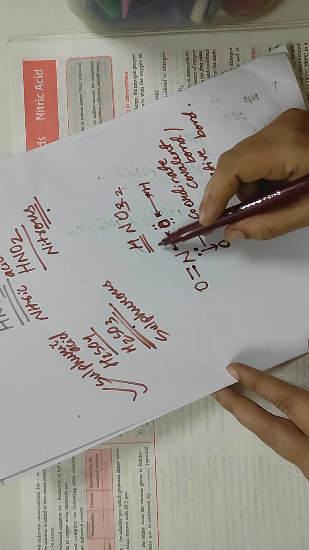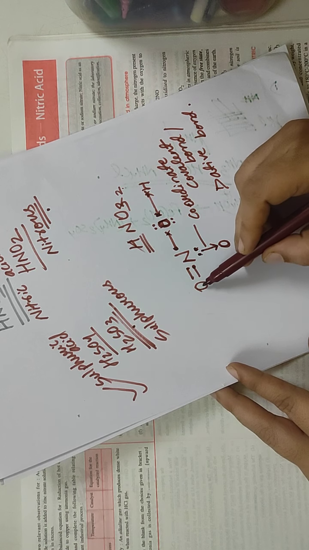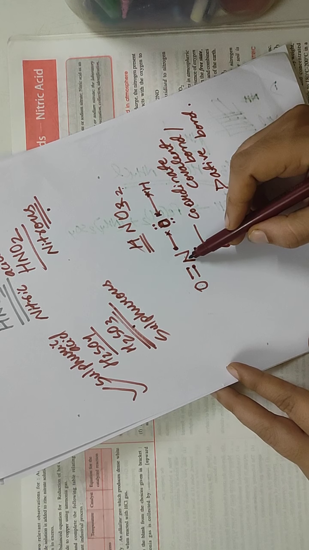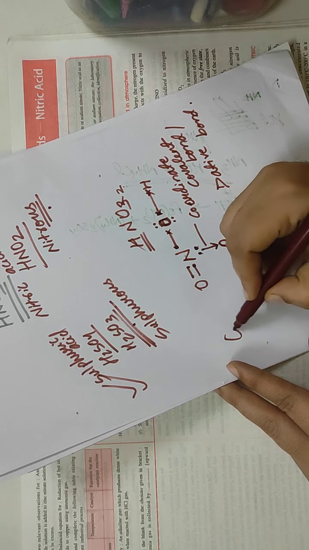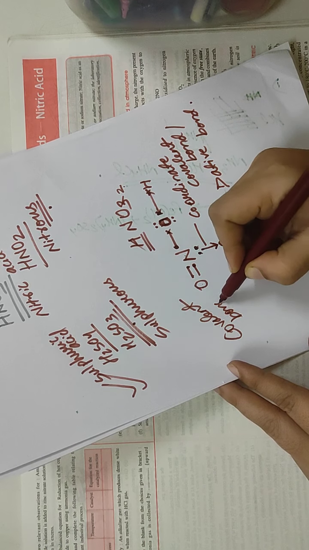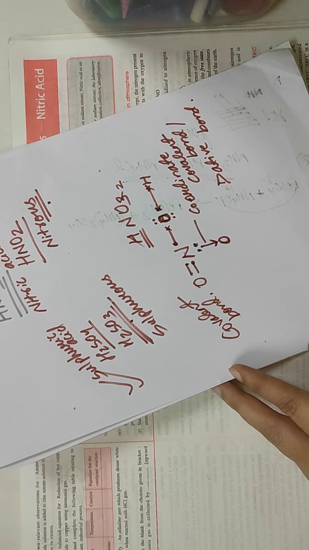In all the other cases you can see 50-50 contribution, 1 electron from oxygen, 1 electron from nitrogen, 1 electron from oxygen, 1 electron from nitrogen. So that bond will be known as covalent bond. So this is the structure of nitric acid.